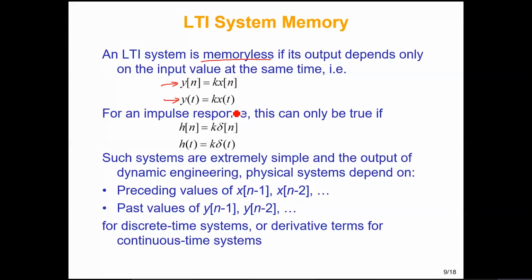And memory systems are those systems whose output depends on preceding values of x, or past values.